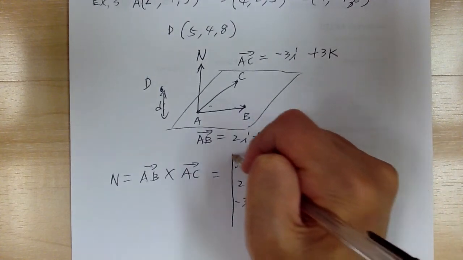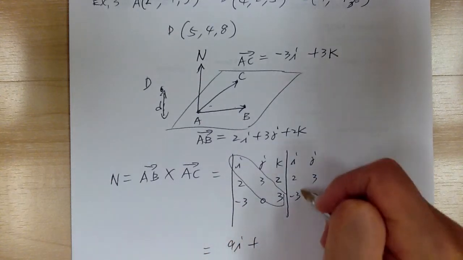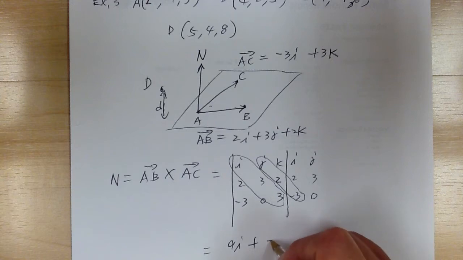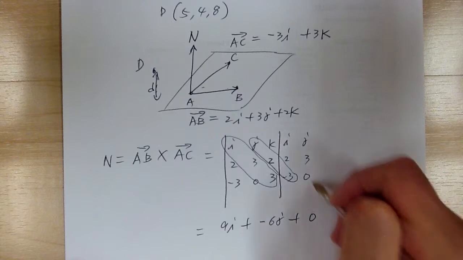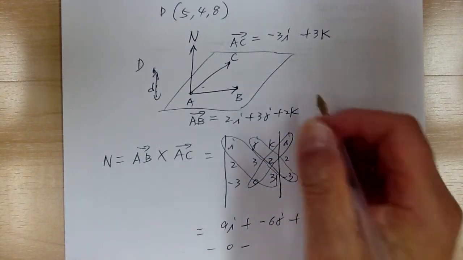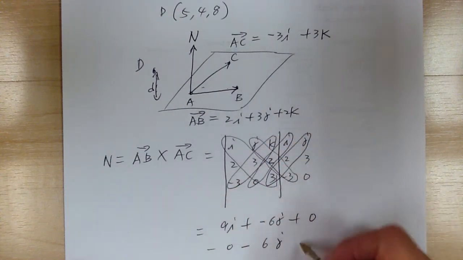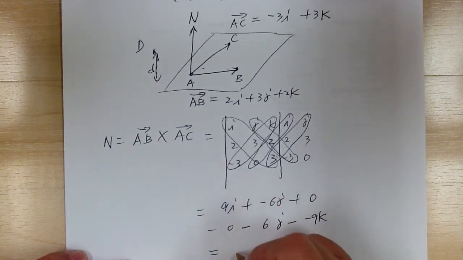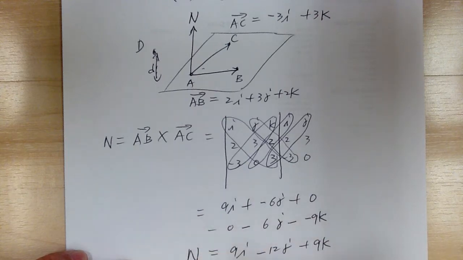And then you do the diagonal, right? So this is equal to 9i plus negative 6j plus, again, when you go in this direction, you're going to plus and 0, right? And then you go this way, you have to minus, so minus 0, minus 6j, minus negative 9k. And so you're going to get 9i minus 12j plus 9k. So this is the normal.